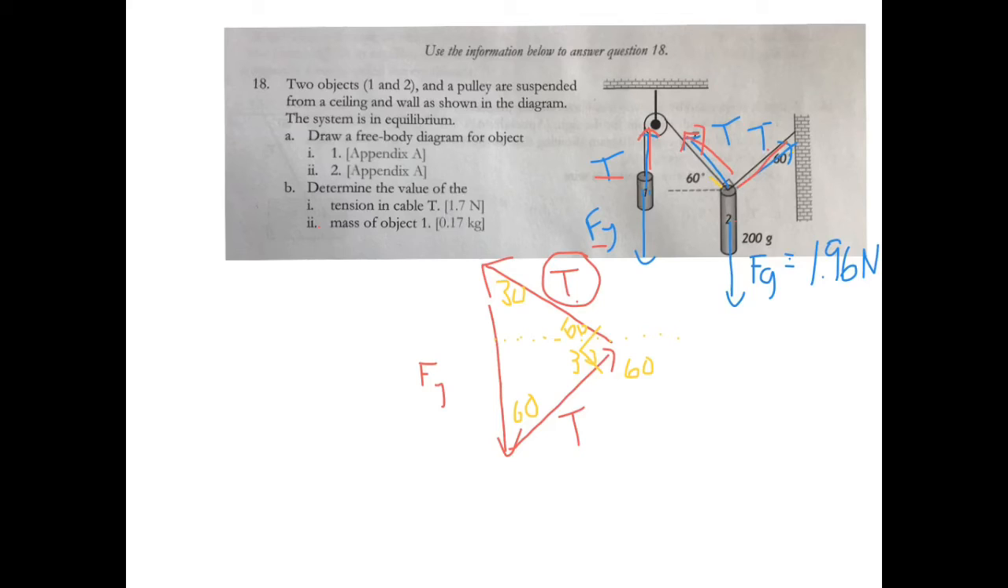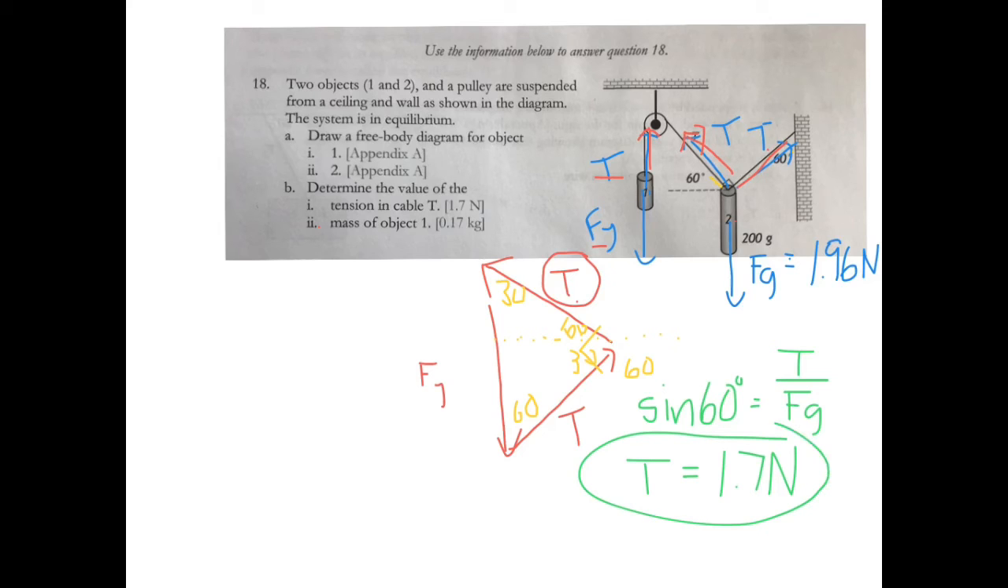So to find that tension that I've circled, probably want to use sine. So if we are getting a different answer, maybe we're not using the right trig ratio. So the sine of 60 degrees is equal to my opposite side, which is the tension, divided by my hypotenuse, which is the force of gravity. So my force of gravity, which is 1.962 newtons, times the sine of 60 degrees, gives me 1.7 newtons. So that's B, the first part of it.